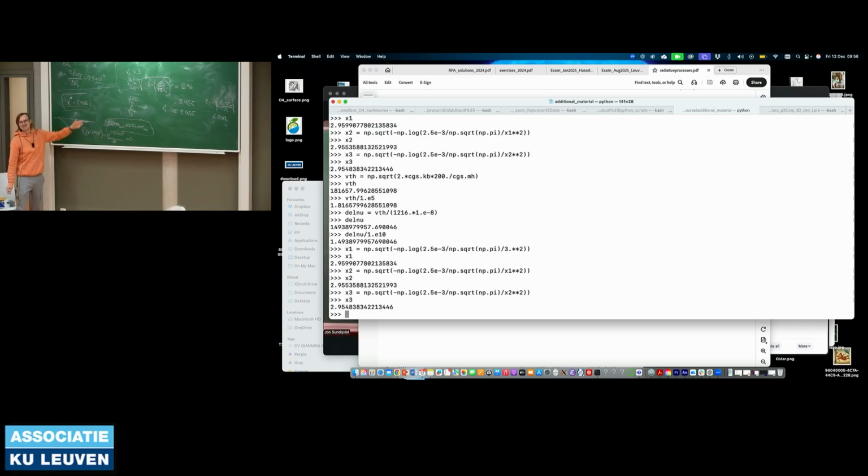But this is essentially then why it's so difficult to see the damping wings from the natural line broadening. We have to invoke normally some additional effects in order to see them.